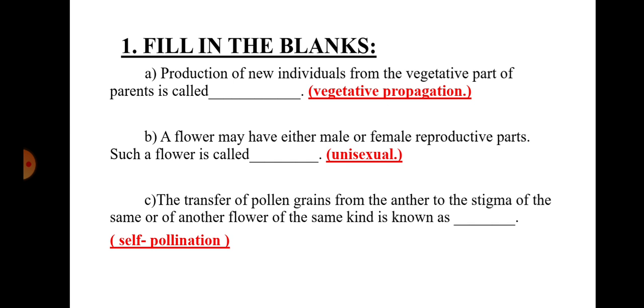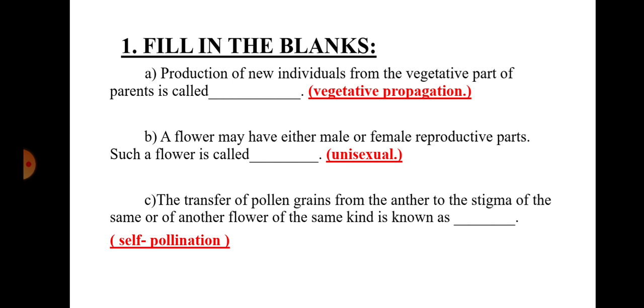A. Production of new individuals from the vegetative part of the parent is called vegetative propagation. What are vegetative parts? Stem, leaf, node, etc. The plant's upper part is called the vegetative part. The production of a new individual from the vegetative part of the parent is called vegetative propagation.